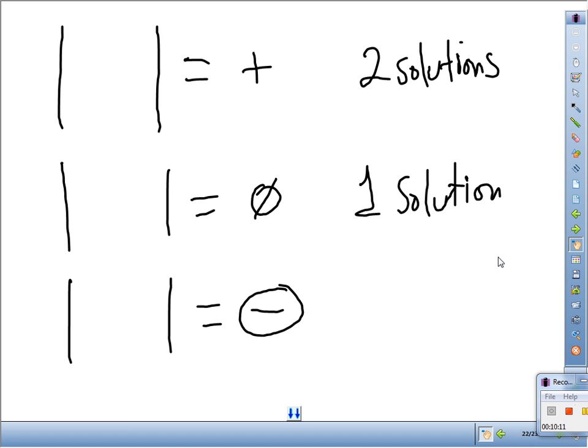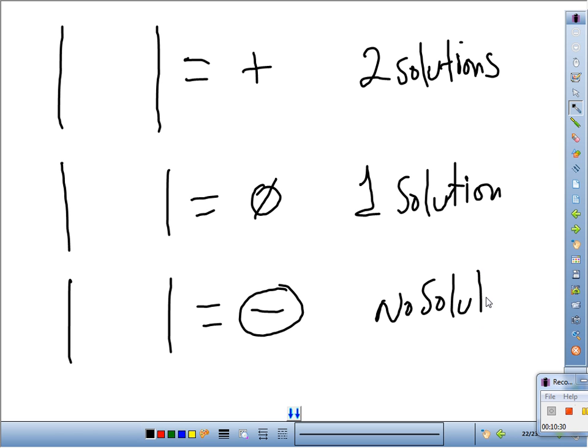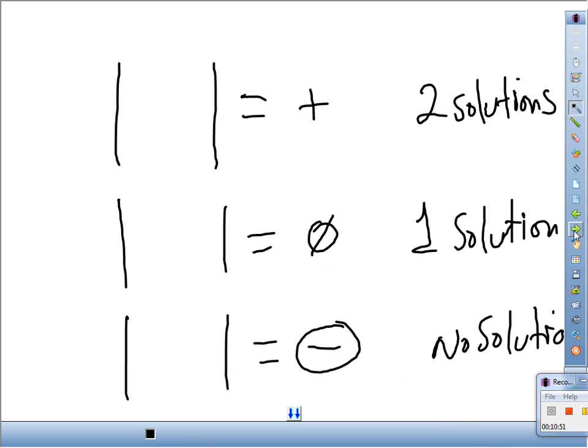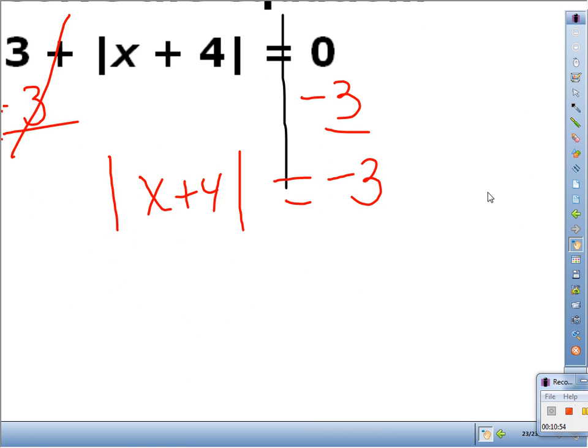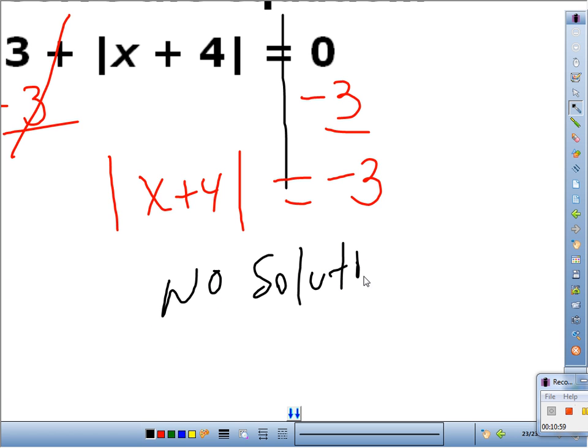Let's see, Clarissa, what did your neighbor say? No solution. Why no solution? Because it's not a positive. Okay, because absolute values are always what? Positive. Also, a good explanation would be that absolute values are distances. Do we count distances in negatives? No, we always count them as positive. Therefore, when you end up with this, what can we say for this one? No solution.